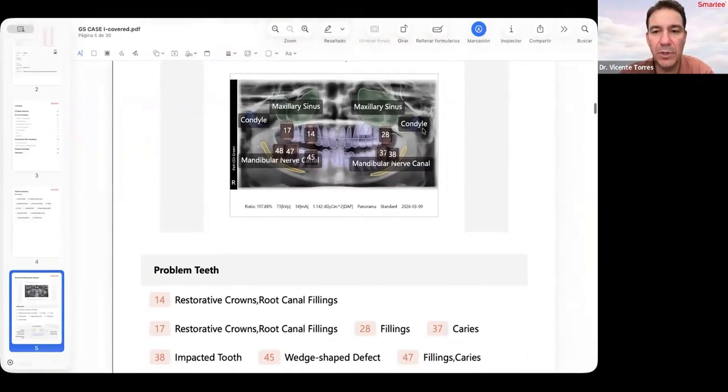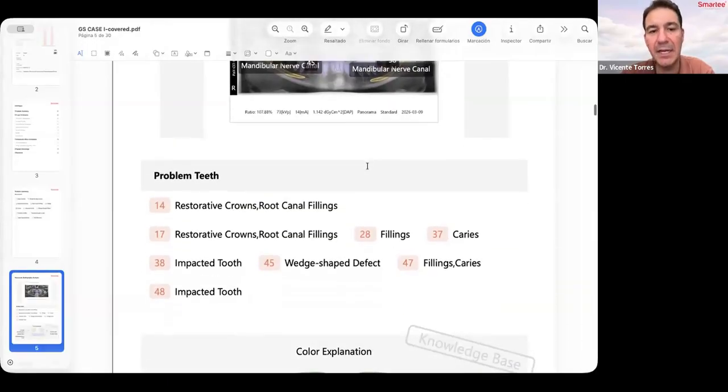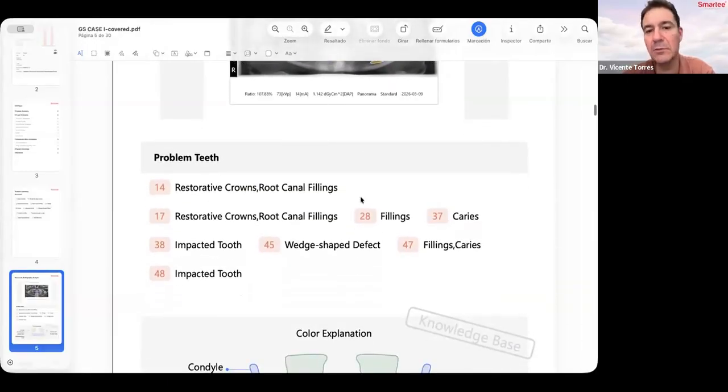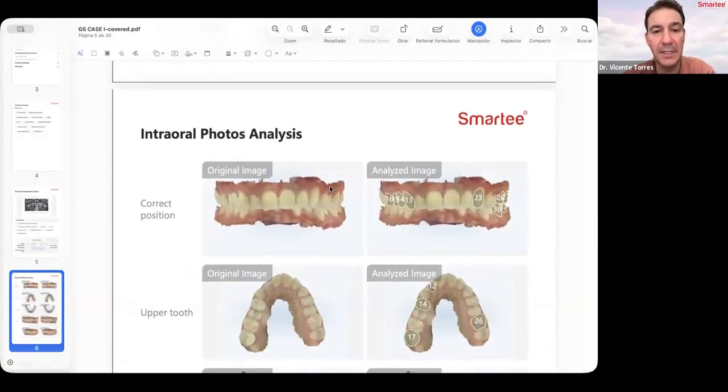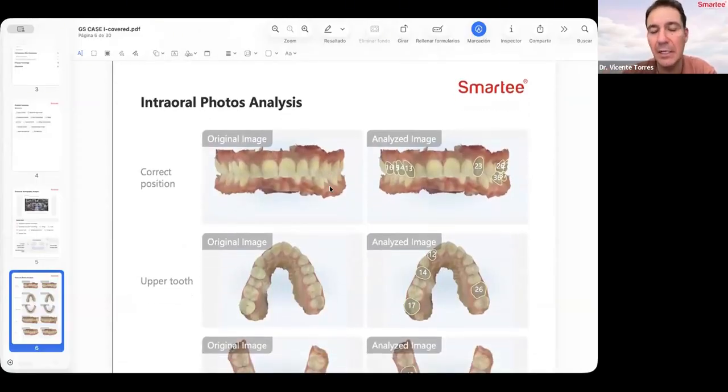Normally, with the AI, it identifies all the teeth, the mandibular nerve canal, the size of the condyle, the maxillary sinus, the impacted teeth, and maybe restorative crowns or root canals or fillings, everything. Everything is automatic. In this case, the doctor uploaded the case with the pictures of the scanner. My recommendation normally is to upload with the photos of the patient, not the scanner.